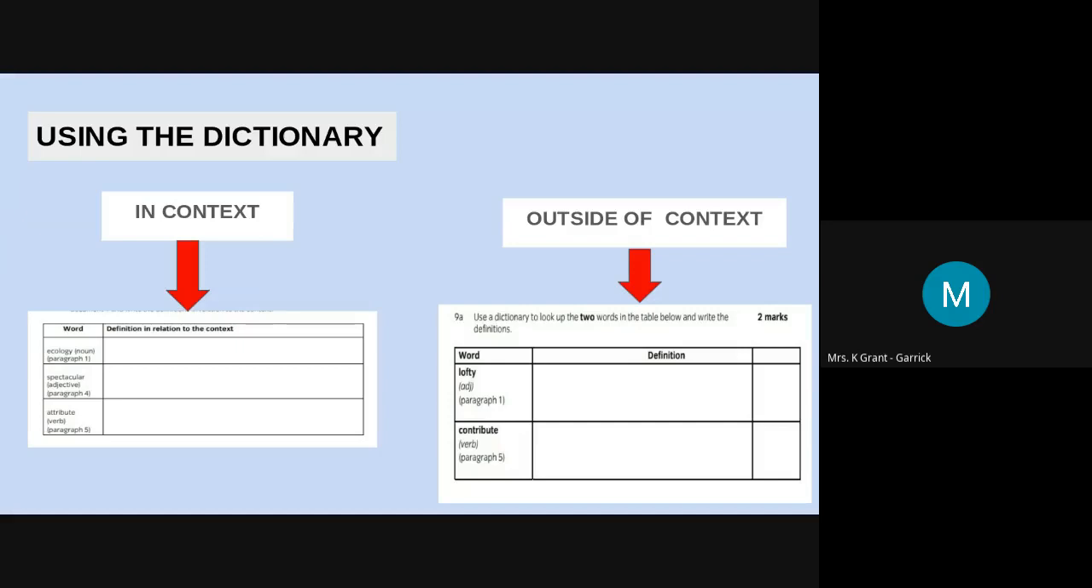Once you see the area says definition in relation to context, that's the kind of meaning that you're expected to find out. On the flip side, if you are finding the meaning outside of the context of the source documents, then all you're going to do, guys, is to ensure that the word that you find as definition is also, for example, lofty, an adjective. So you want to find another word that is an adjective for lofty. Or another word that's a verb, that also means contribute. All right.